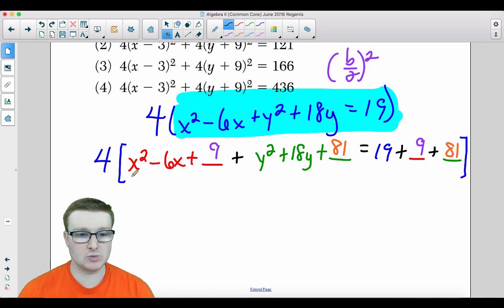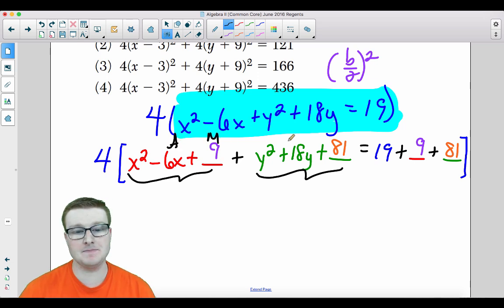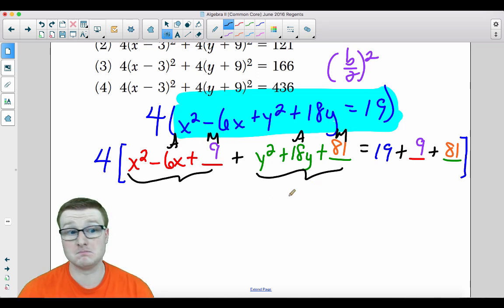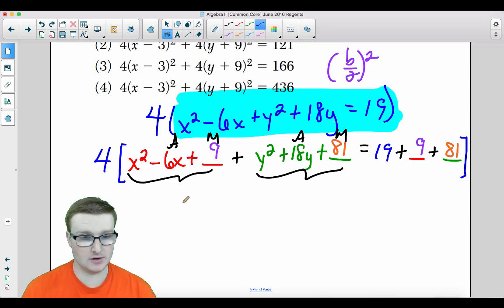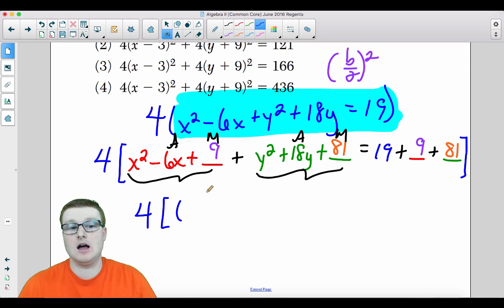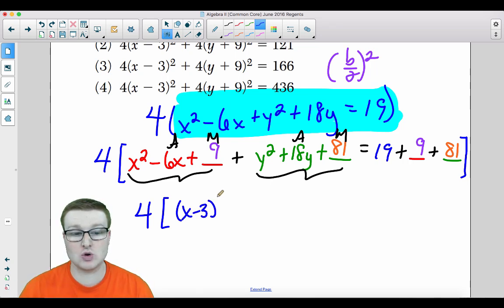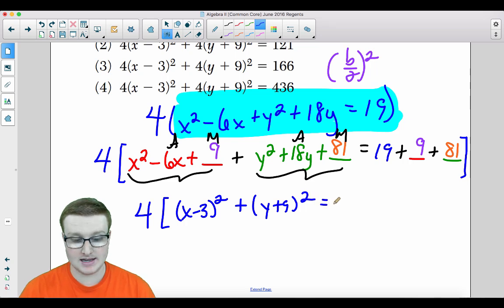Now we're going to factor this. What adds to negative 6 and multiplies to give you 9? What adds to 18 and multiplies to give you 81? So let's simplify this a little bit further. We get 4, bracket, in parentheses. Remember, when you complete the square, you get 2 of the same term. I'm going to speed it up a little bit. The factors of x squared minus 6x plus 9 are x minus 3, x minus 3. That's just x minus 3 squared. Plus, these factors are y plus 9, y plus 9. That's just y plus 9 squared. And when you add up these numbers, you get 109.